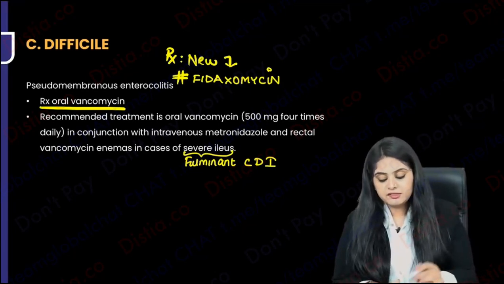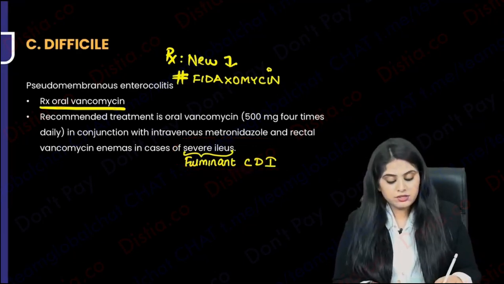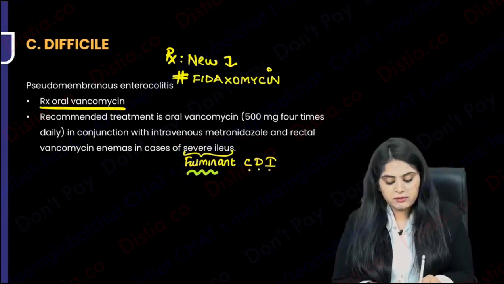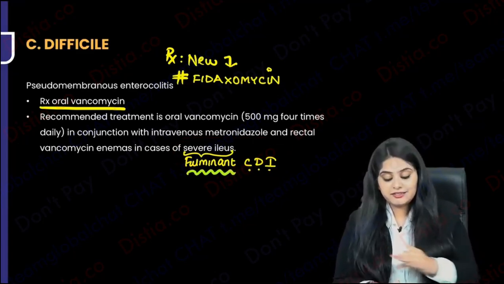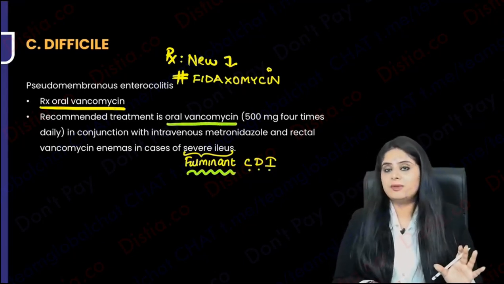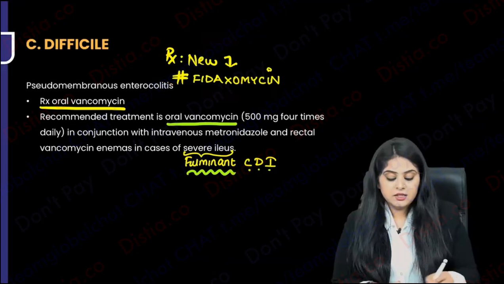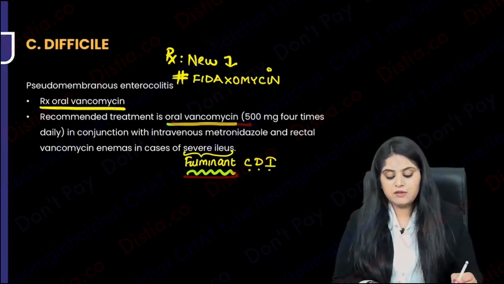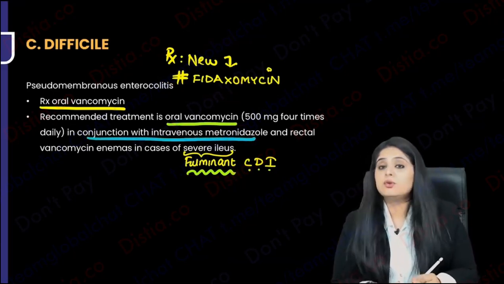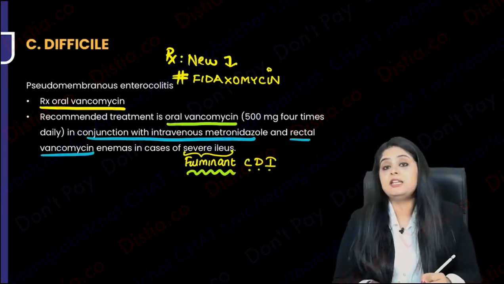Okay. Now they were always also saying, what will you do in cases of severe or fulminant Clostridium difficile infection? CDI means Clostridium difficile infection. So fulminant means when there is severe ileus, exact same line I've got for you. In severe cases we will give oral vancomycin only. Fidaxomicin is coming across more for the early cases. Okay? So in severe cases we are going to give oral vancomycin in conjunction with IV metronidazole, and if needed even beyond that, we might want to give rectal vancomycin enemas also.